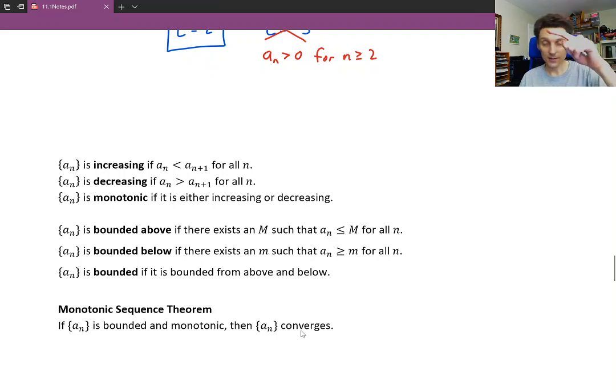Similarly, if the sequence is decreasing, then eventually it's going to get closer and closer to some number either at the floor or before the floor. And so that's what this monotonic sequence theorem is saying. We're not going to make too much use of it in this class, but it's just an interesting theorem to note. And it's worth it to talk about some of these math terminologies that might come up in future classes.